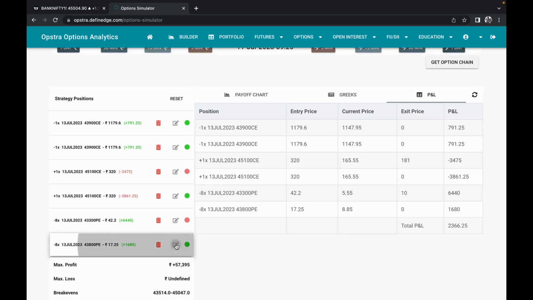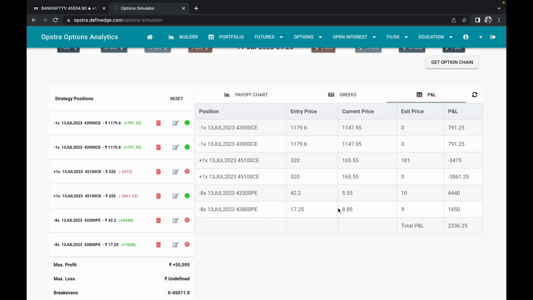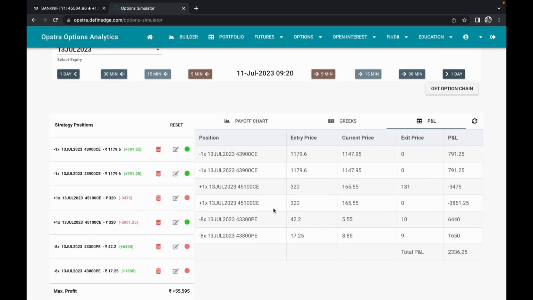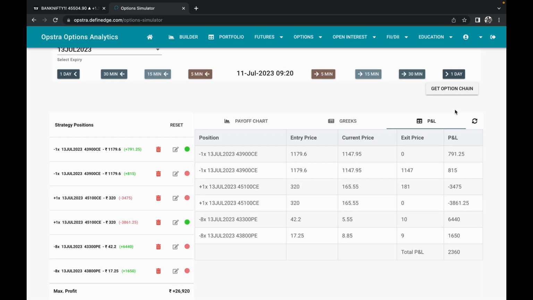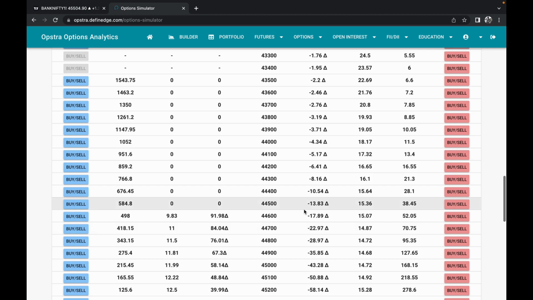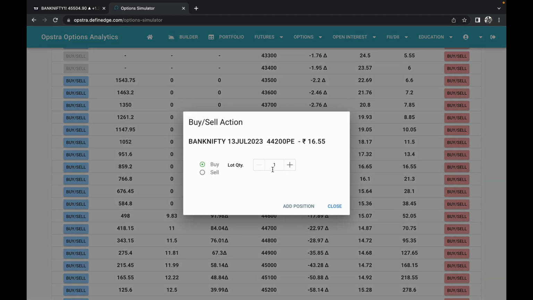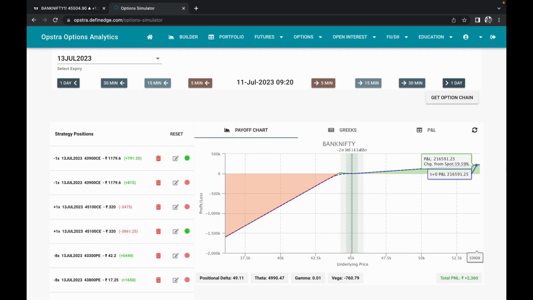We are going to square off this option as the premiums left are very insignificant, that is on the put side. Other than that, we are going to square off this call option since it is not in line with the direction of the market. And we are going to restore our call buy option 45,100. Now I'm going to sell 8 lots of put option at around 16 premium. Now our strategy will look like this.